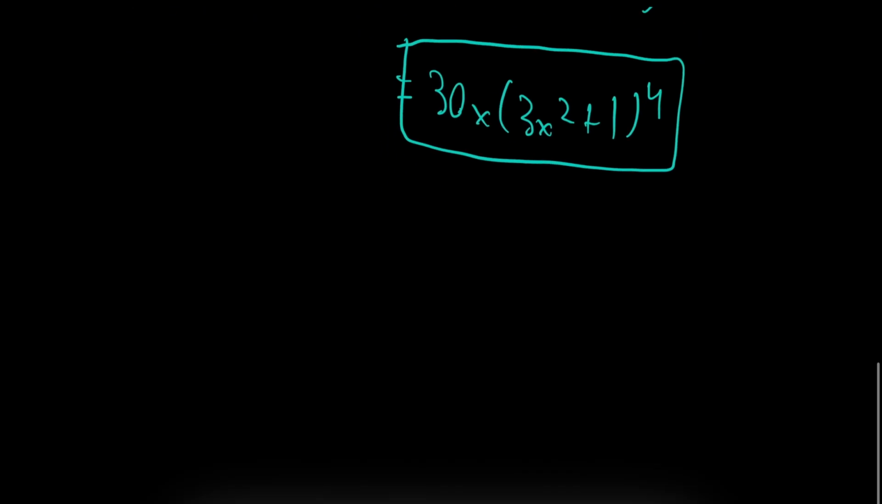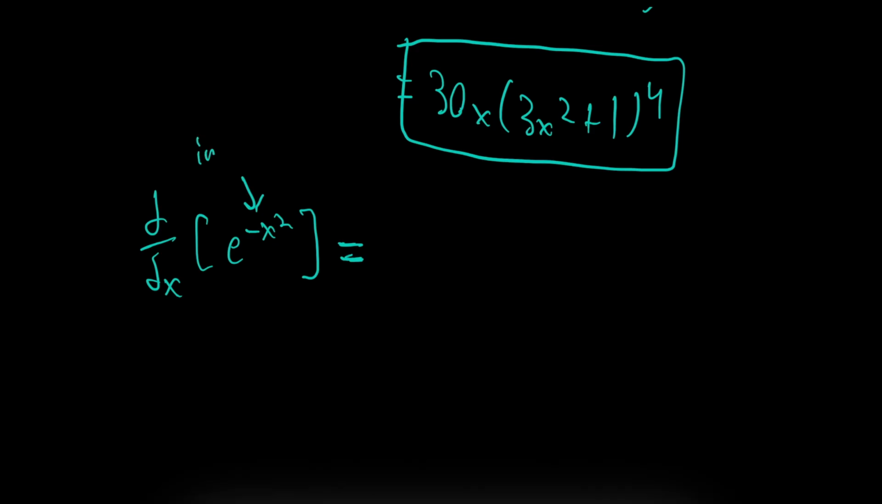Okay, what about maybe the derivative of, I don't know, e to the negative x squared? This is quite a famous expression, especially for integration, but let's try and take the derivative of this. So this we can consider as our inner function, this negative x squared, and this e to the x as our outer function, right?